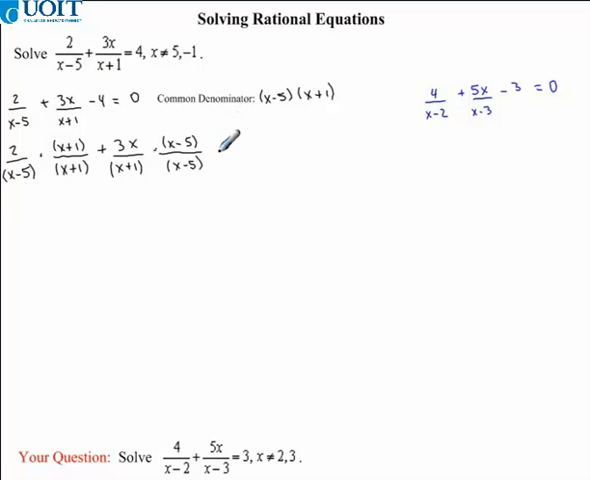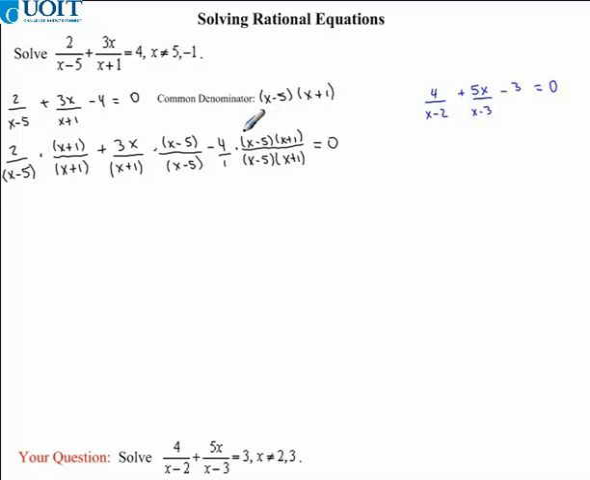Our third term is minus 4. To write this as a fraction, we can put it over the number 1, since 4 divided by 1 is still 4. This denominator needs to be multiplied by both x minus 5 and x plus 1. And again, we need to multiply the numerator by this as well. We still have this equal to 0.